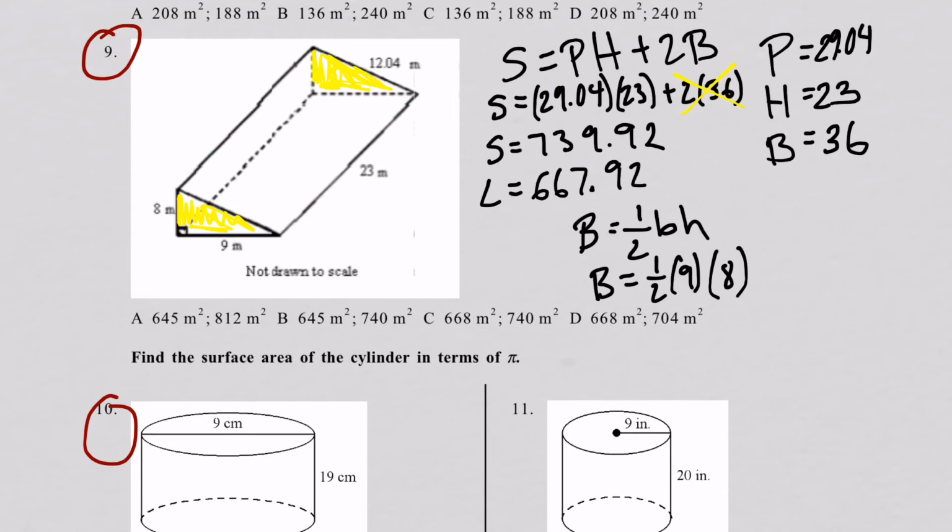We're rounding these to the nearest whole number, so 667 becomes 668, and 739 becomes 740. So 668 and 740, that means your answer is C.